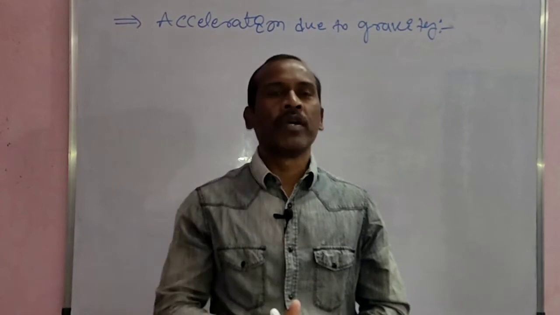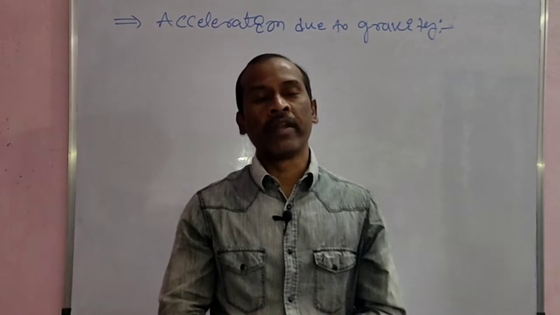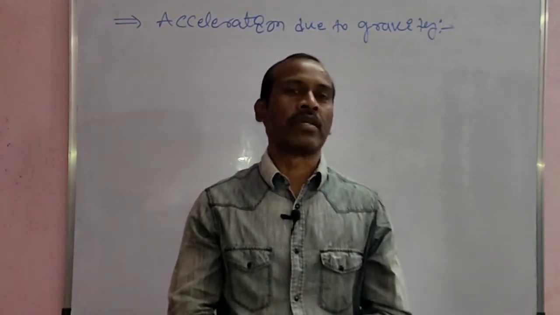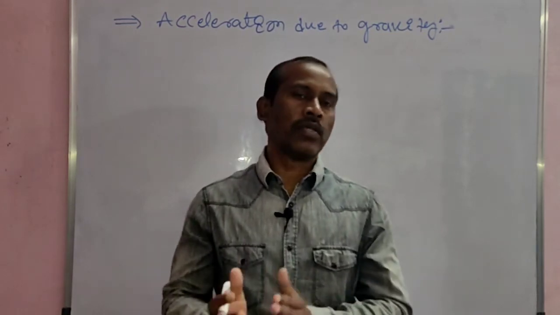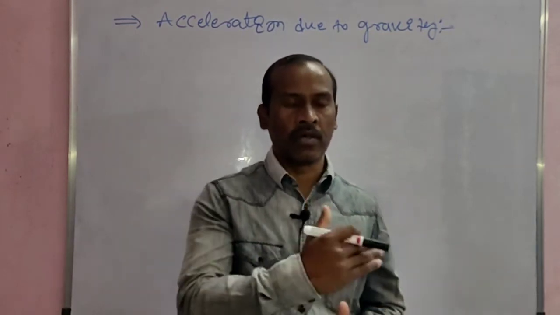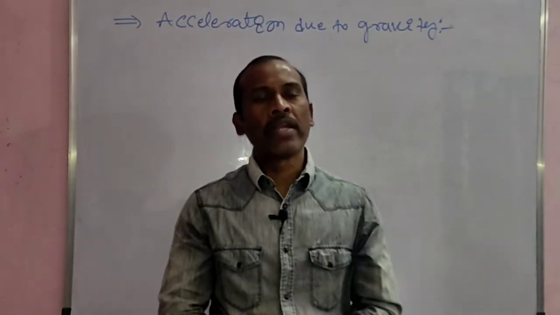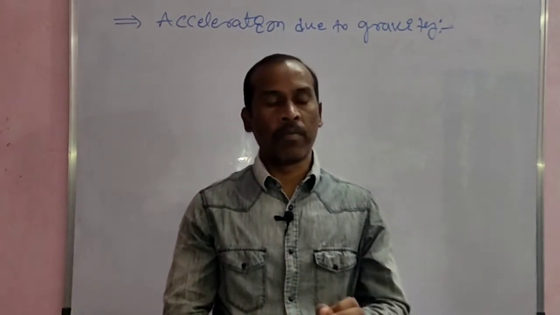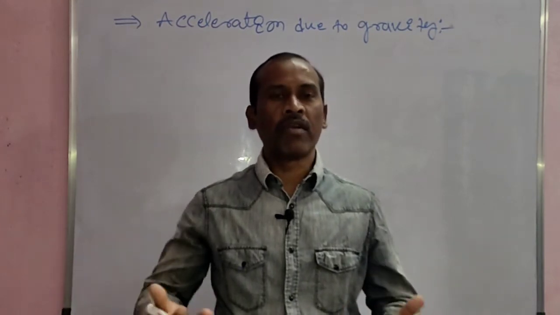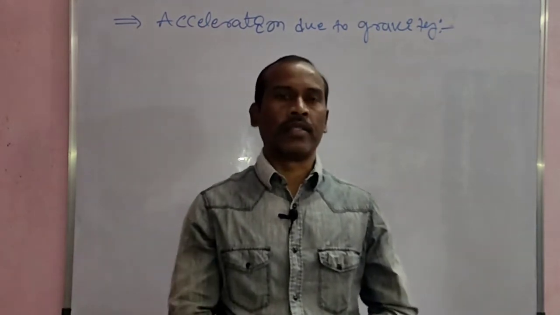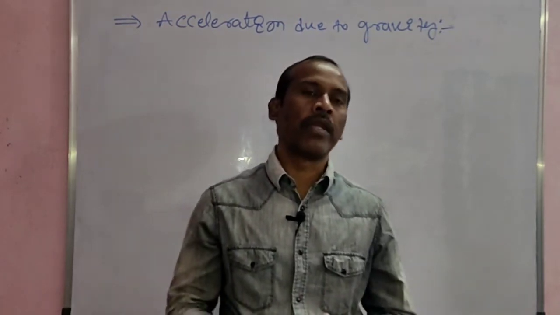The value of g at the poles of the earth is 9.83 meter per second square. The value of the acceleration due to gravity at the equator is 9.78 meter per second square. The average value of g on the earth is 9.8 meter per second square.